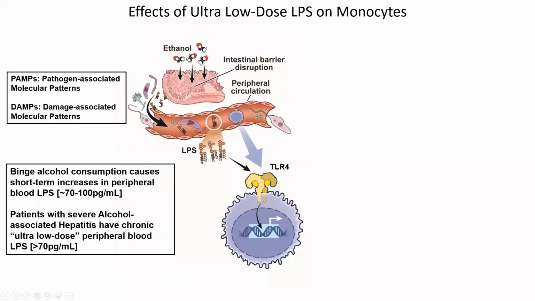All right, so for my project, I want to look at this gut-liver axis and how the peripheral immune system plays a role. Here's basically our model. We think that when you consume alcohol, gut barrier dysfunction happens, which leads to the leakage of gut products into the portal immune system, and then eventually the peripheral circulation. And then LPS from there signals through TLR4 to activate monocytes.